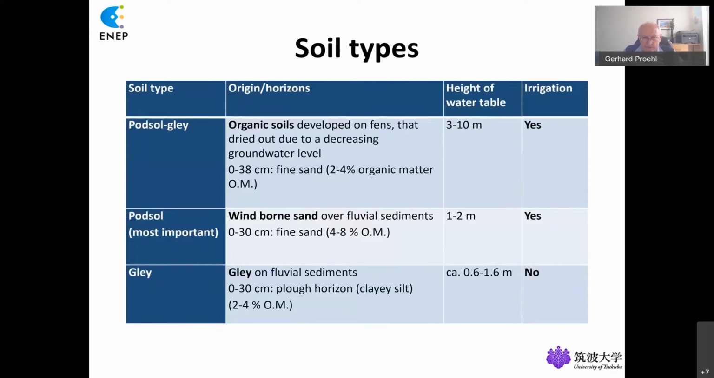Most important are the windborne sandy soils, which, from erosion of material and also due to dry tendencies, require irrigation. Clay soils, which have a higher water storage capacity, don't need irrigation. And these clay soils, if you look at the height of the water table, have a very high water table, so plants can get water from groundwater directly.